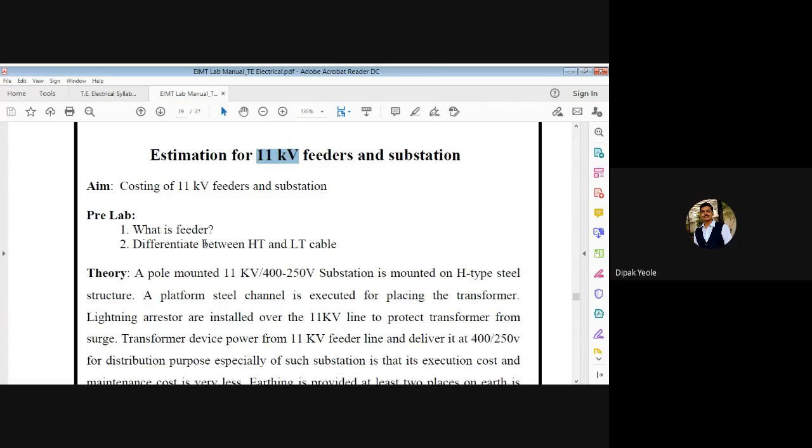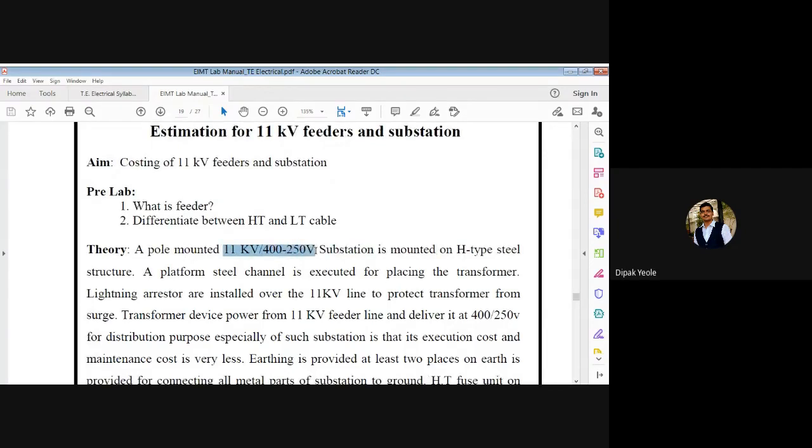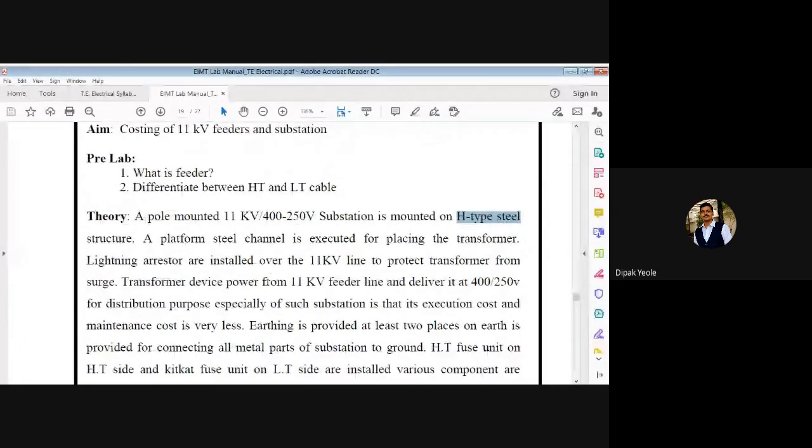A pole mounted 11 kilovolt by 400 volt substation. So you can easily identify that this is the distribution transformer of the rating 11 kilovolt by 400 volt. And what is the connection? It is obviously delta to star, mounted on an H-type steel structure. A platform steel channel is executed for placing the transformer. So we are using a steel material. The lightning arrestors are installed over the 11 kilovolt line to protect the transformer from surge.